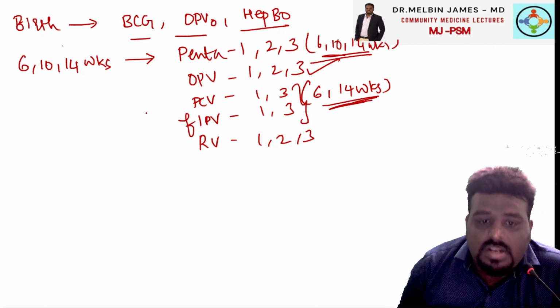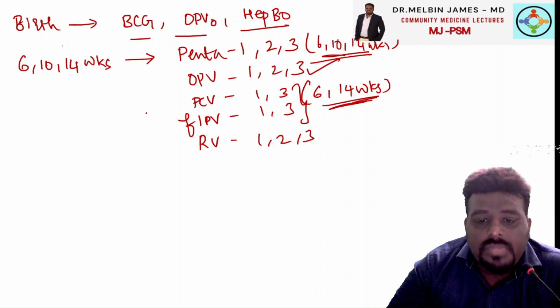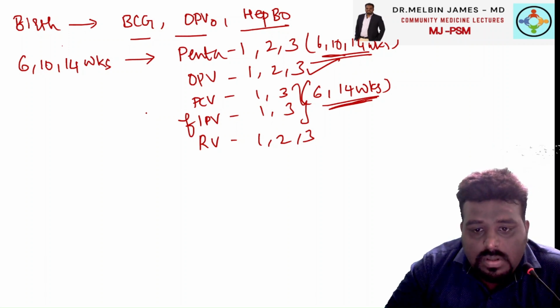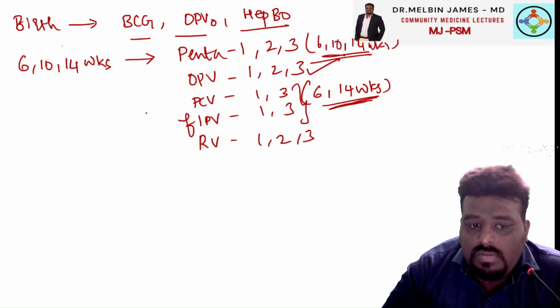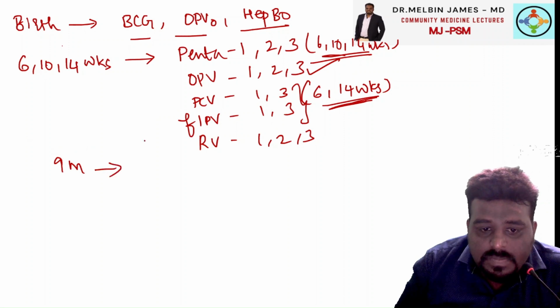IPV is nothing but your fractional IPV, which is 0.1 ml. I'll tell that in the upcoming slides. So 1 and 3: PCV and fractional IPV are not given on the 10th week. Next, we can directly jump to 9 months.